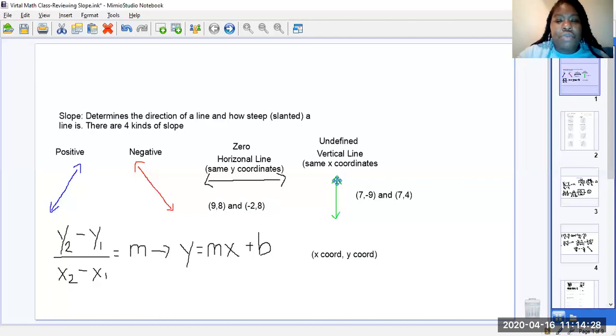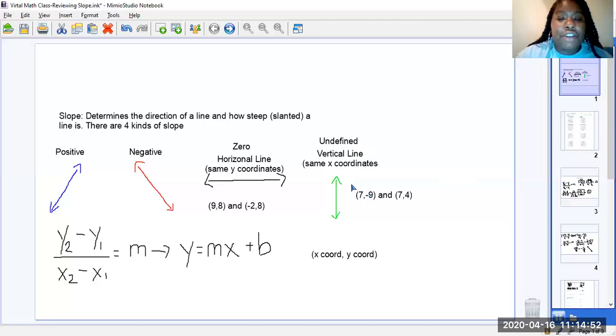Last but not least, we have undefined. Undefined slope is a vertical line. And let me also say this: 0 is a number. Undefined is nothing. 0 is an actual number, which can be defined. Undefined is something that cannot be defined.